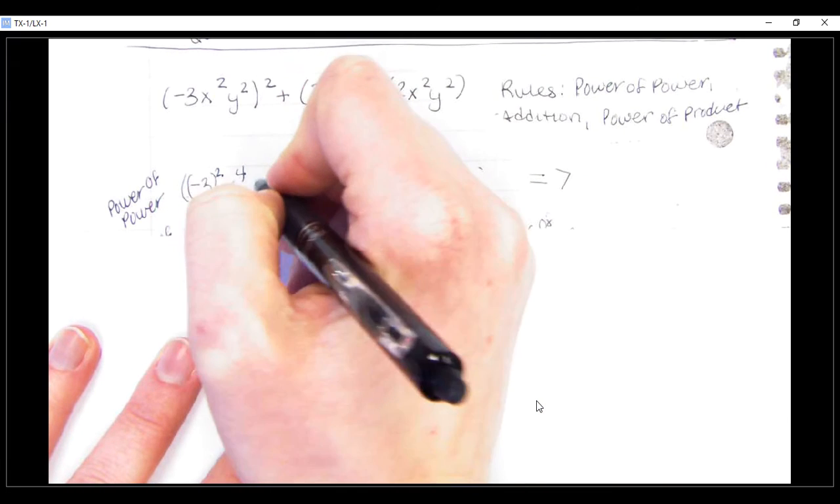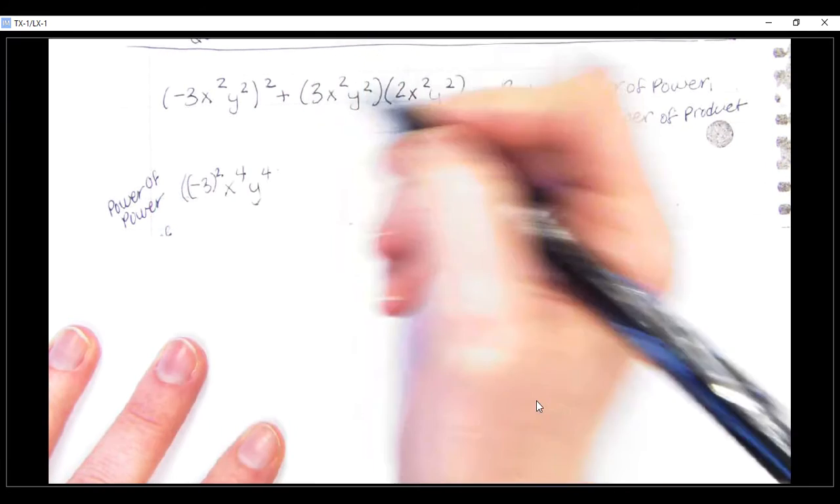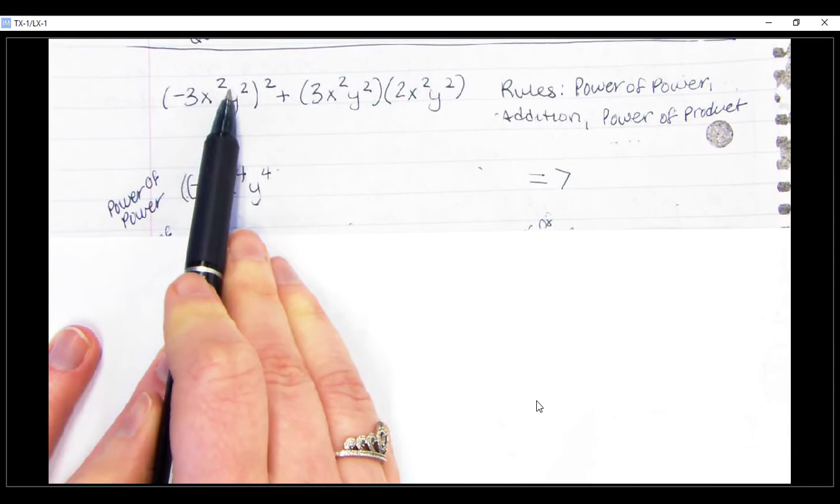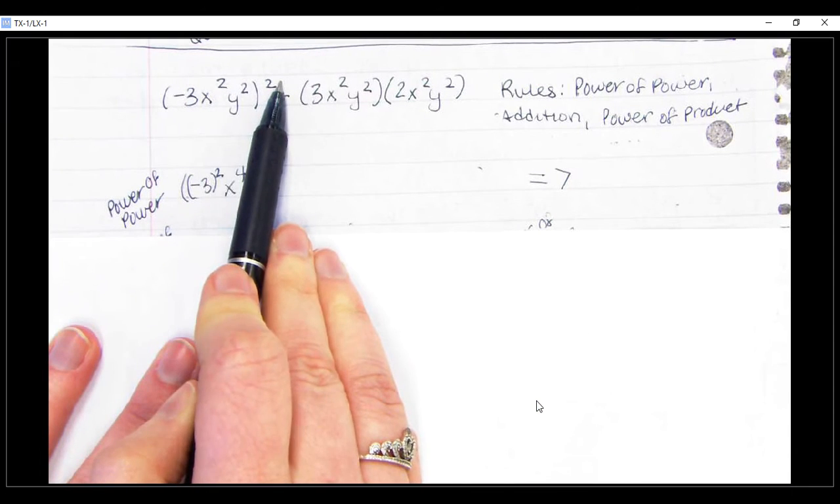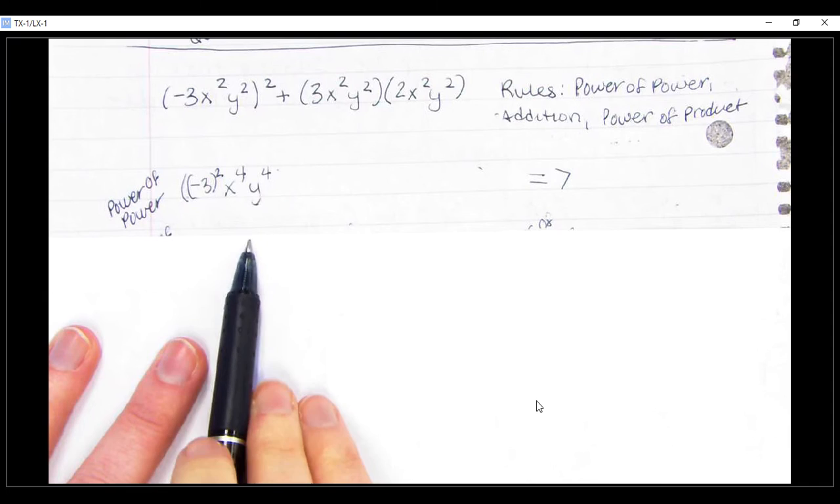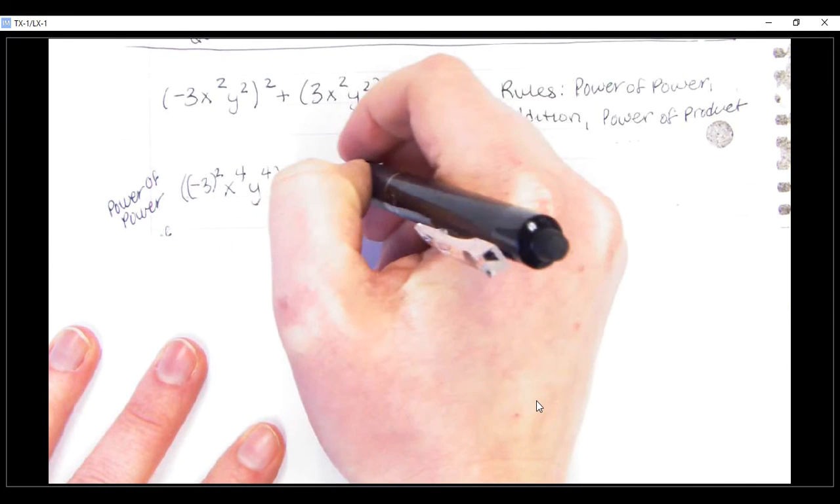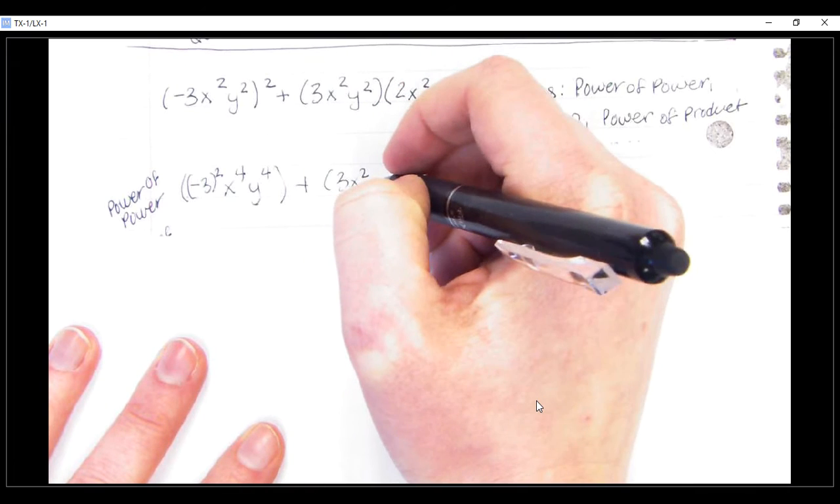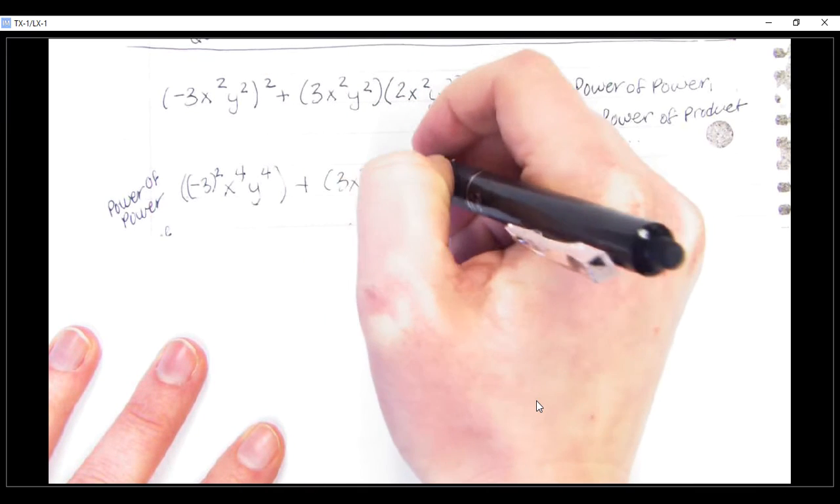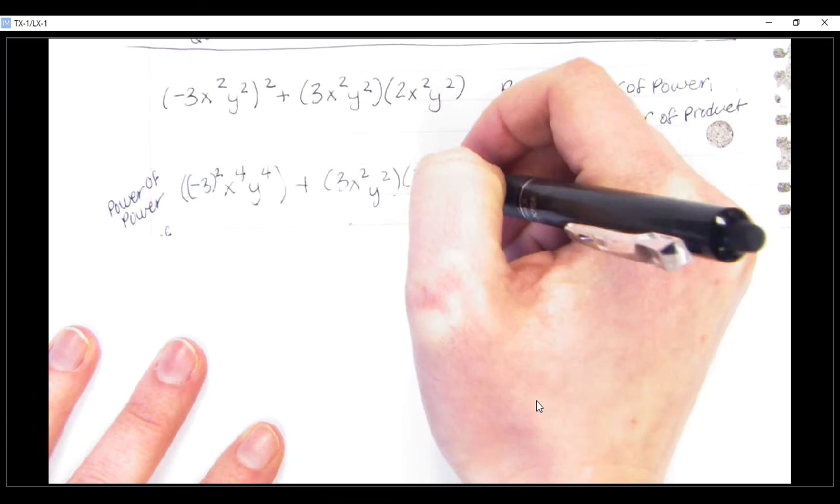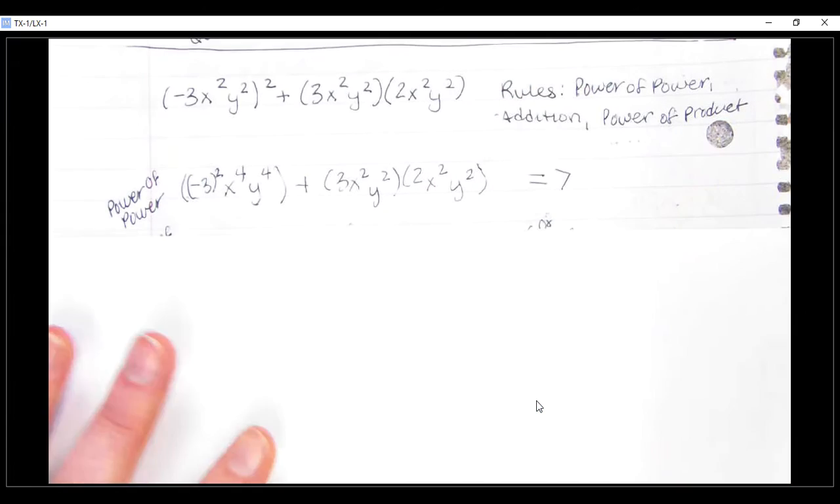My x and y are going to be the fourth powers because 2 times 2 is 4, and 2 times 2 is 4 as well. And that is being added to 3x to the second, y to the second, times 2x to the second, y to the second.